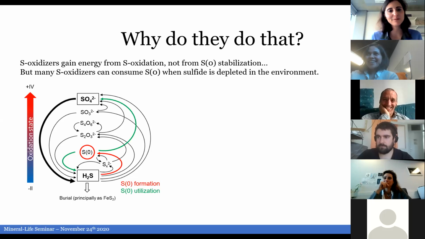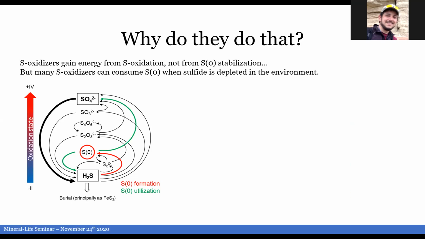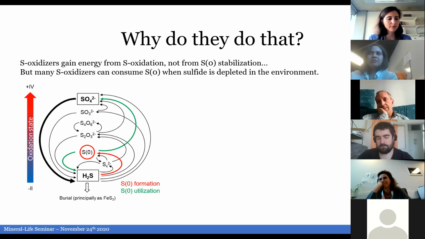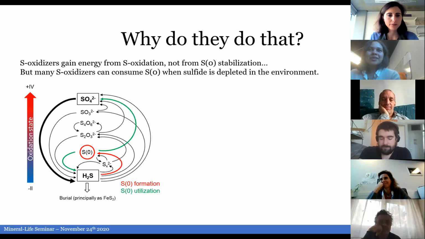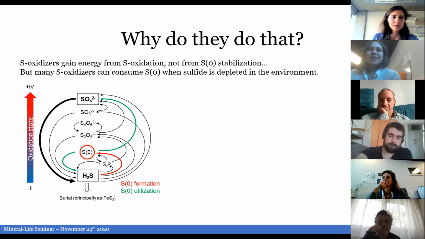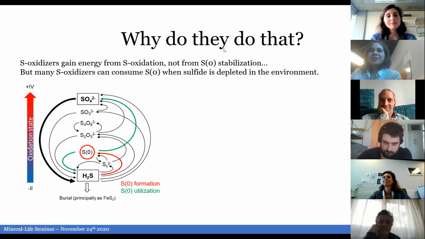All right. I don't see any other raised hands, so I think with that, I'm gonna conclude the seminar and thank Julie for a really nice talk. It was really helpful to understand the sulfur cycle, even for beginners like me.